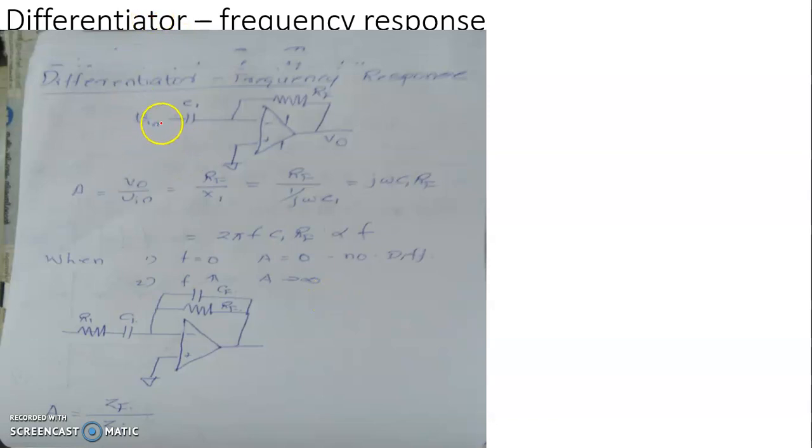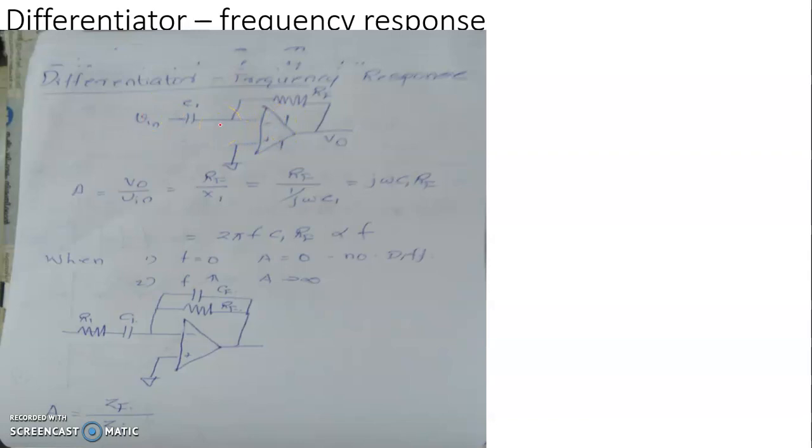For a basic differentiator, as we have seen, the input is injected to an input capacitor, and in the feedback path we have a feedback resistance RF. The charging and discharging of this capacitor with the applied input voltage through this resistance RF will cause the output that is proportional to the differential of the input.